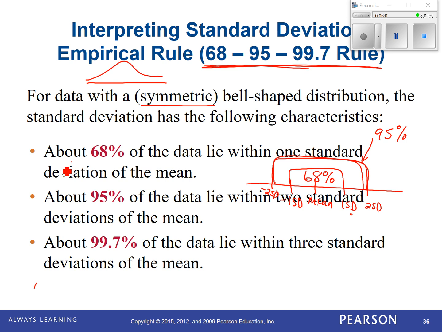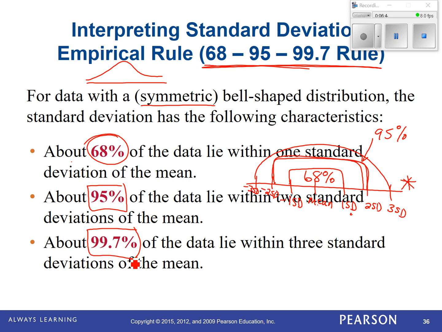And then about 99.7% fall within 3. So if we go out another standard deviation away from the mean on each side, that's 99.7%, or almost 100%. It's not quite 100 because every now and then you're going to have some outlier that happens to fall outside of that. Not real often though. So that's the rule: 68% within one standard deviation on each side, 95% within two standard deviations, 99.7% within three standard deviations.